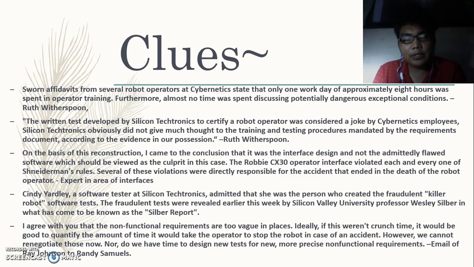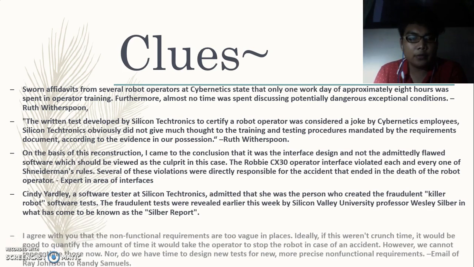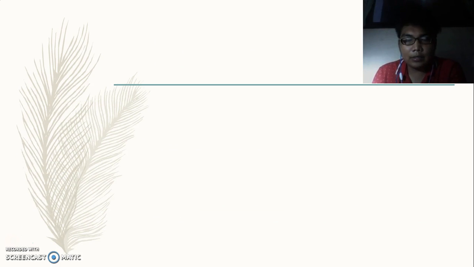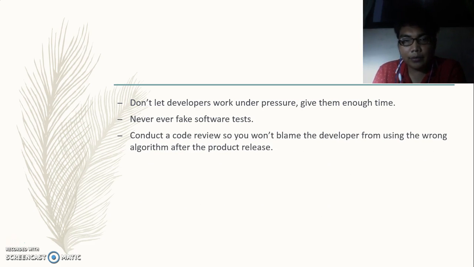Okay, so the second question: if I am a task force police officer, what are the six actions that could help them in the future? So first, don't let developers work under pressure. Give them enough time. Second, never ever fake software tests. Please, never ever fake software tests. Third, conduct code review so you won't blame the developer for using the wrong algorithm after the product release.